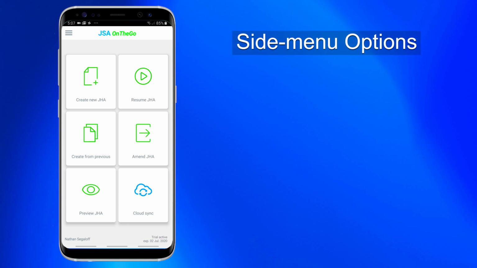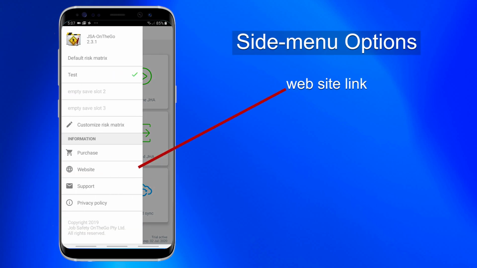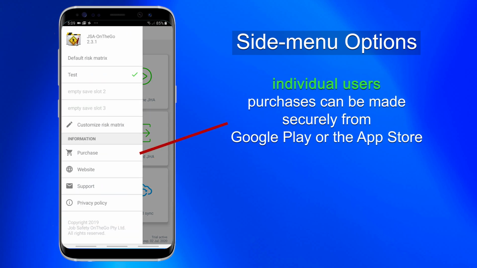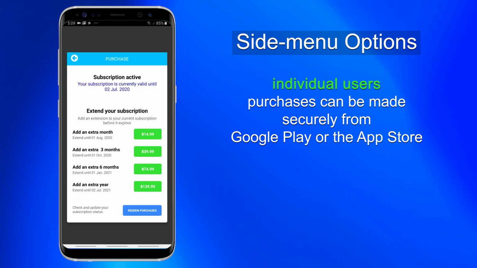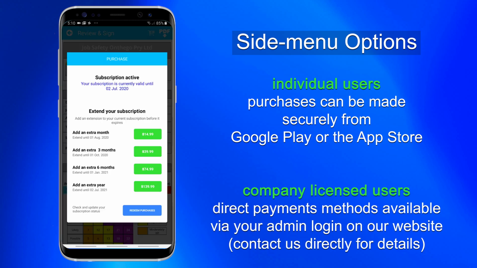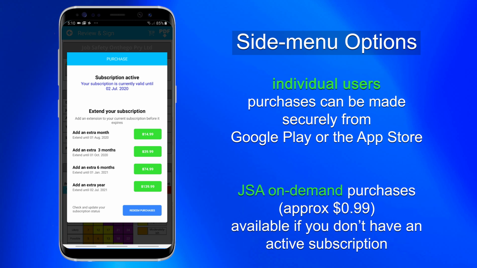The menu also contains a link to our website and a support email link. Subscriptions can also be purchased from the side menu or by tapping the shopping cart button at the top of the Review and Sign menu. If you don't have a subscription, you can purchase on-demand JSAs as one-offs.